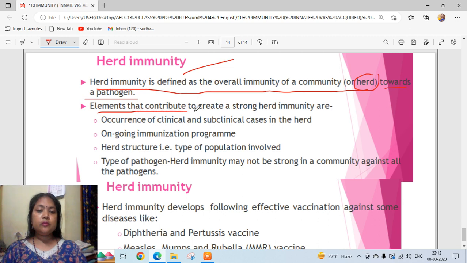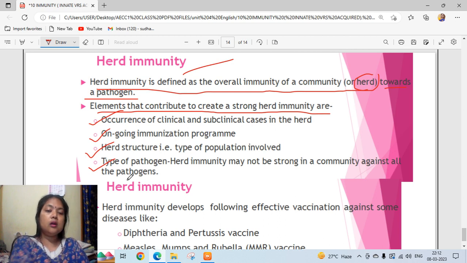The elements that contribute to create a strong herd immunity are, so what are the elements? First, the occurrence of clinical and subclinical cases in the herd. Then an ongoing immunization program. Third is herd structure, that is the type of population involved. Fourth is the type of pathogen. Herd immunity may not be strong in a community against all pathogens.